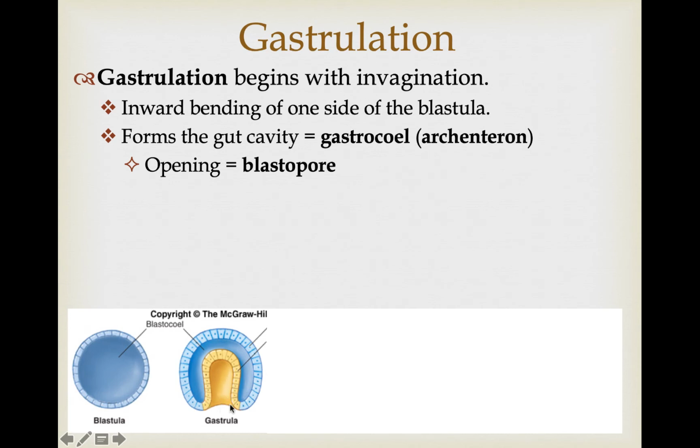Also, now we have an opening. So if this is cut in half, think about this turned, put back together half, and then turned toward you, there'd be a hole here, right? That hole is called the blastopore. And later we'll talk about what the blastopore becomes in different animals. In some animals, it becomes the mouth. In some animals, it becomes the anus.